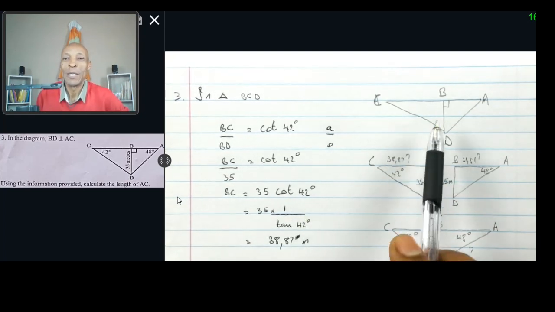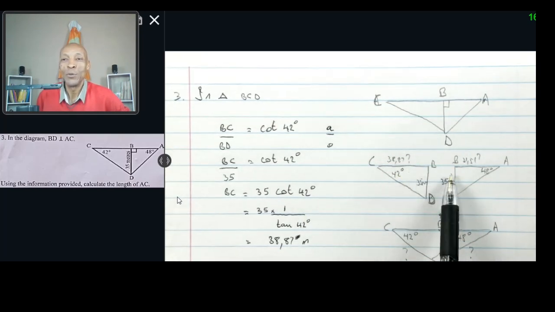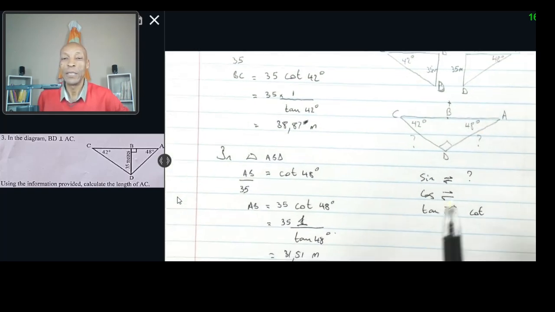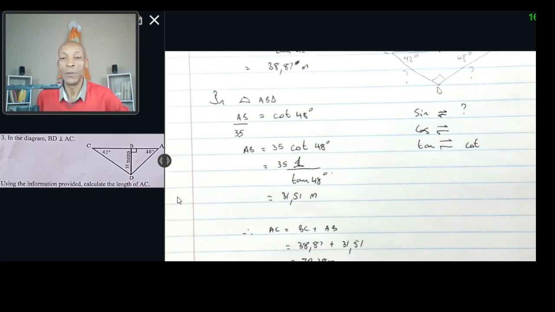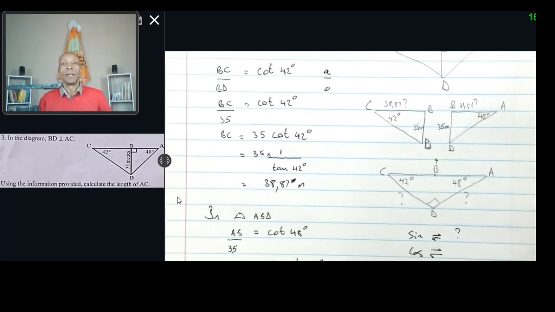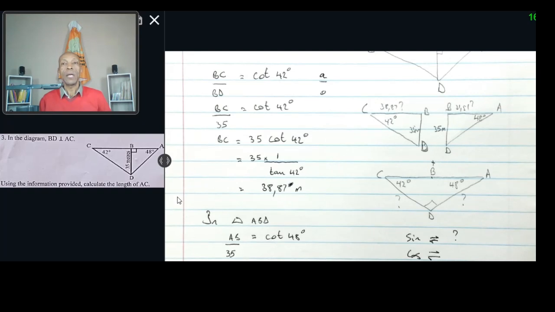Right, so we had this picture, we put it into 2, we took the information, we put that there, then we applied our trig ratios. We got that side, then we got that side, then we do the whole thing, and then we add it. And then we got what? We got 70.38. Okay.